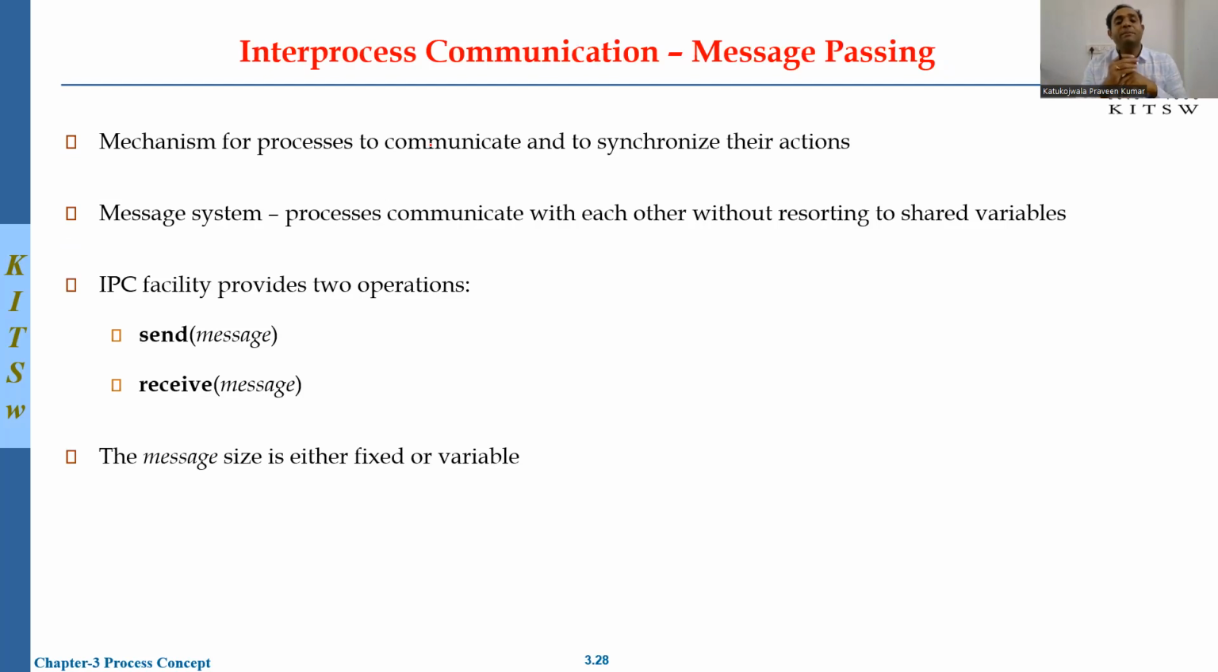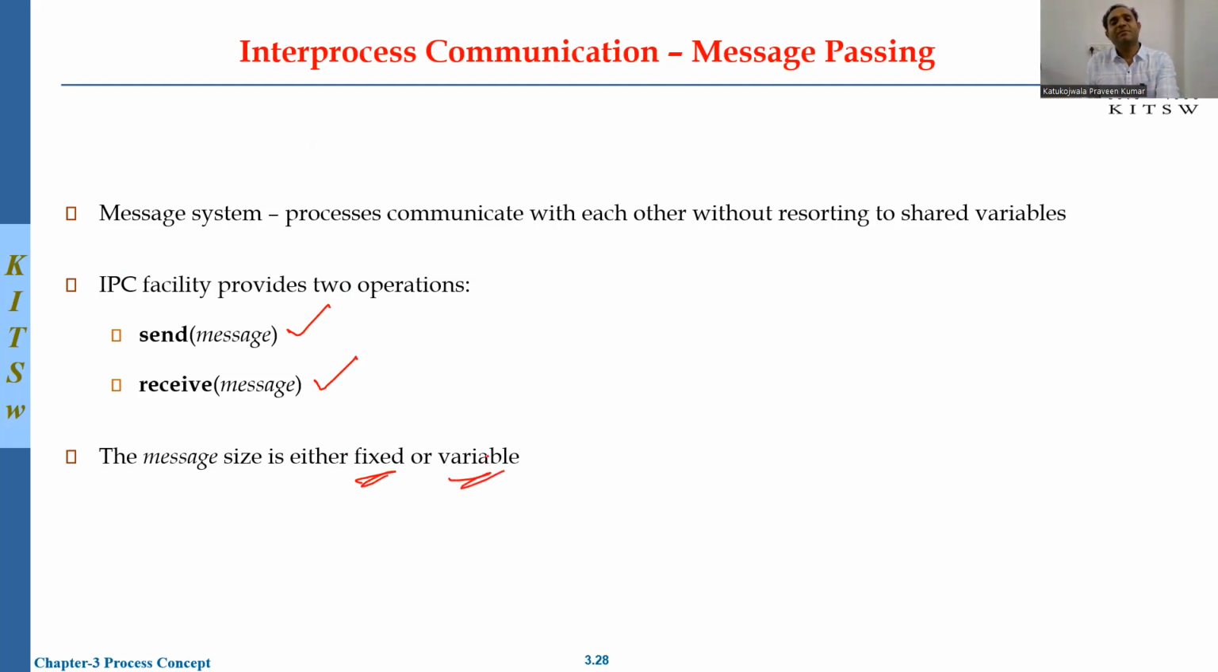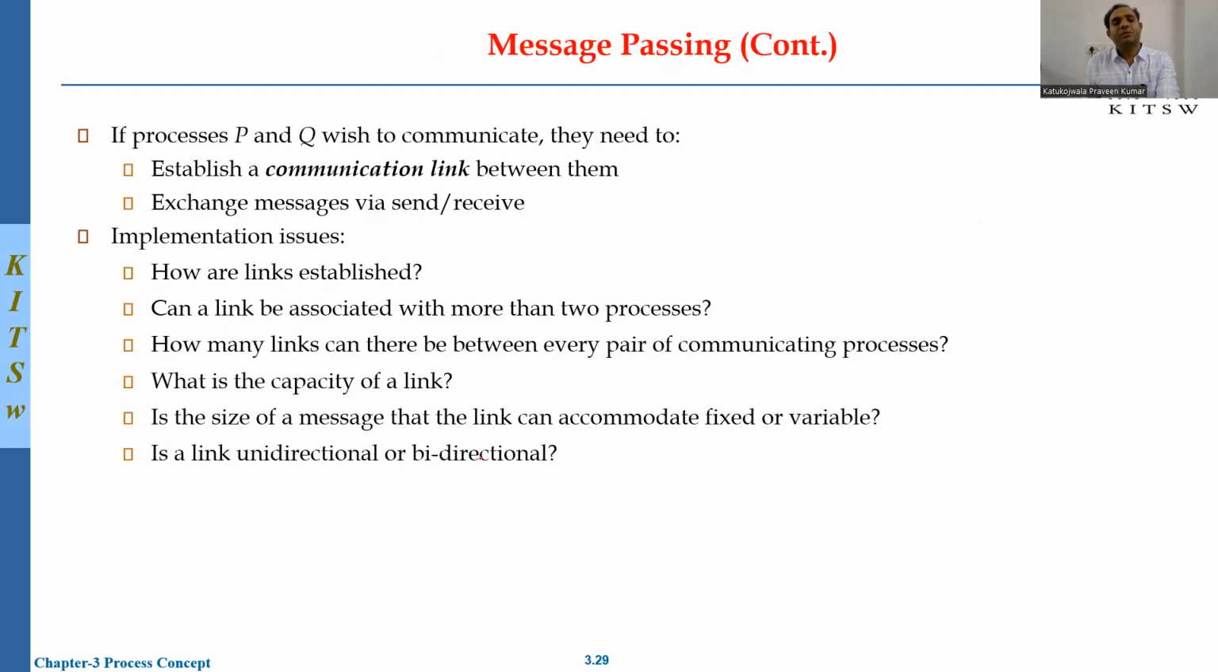So the next one is message passing. It is a mechanism for processes to communicate and synchronize their actions. They have to pass messages. In a message system, processes communicate with each other without resorting to shared variables. For this, there are two operations: send message and receive message. The message size is either fixed or variable, based on the scenario. Right. So what happens when a message is sent?